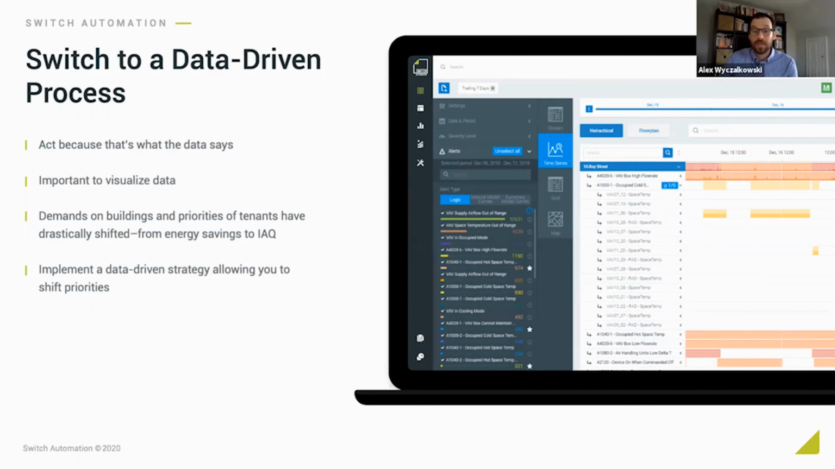In order to act on the data, we have to see it. So visualization really is key. If you can see it, if you have it all in one place, you can digest it and act on it there. And that's obviously with building operators. If you're actually operating the building, making changes, you want to see the data.